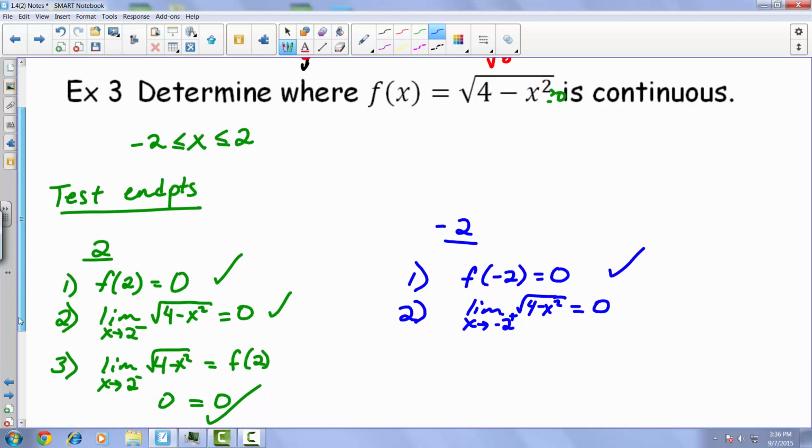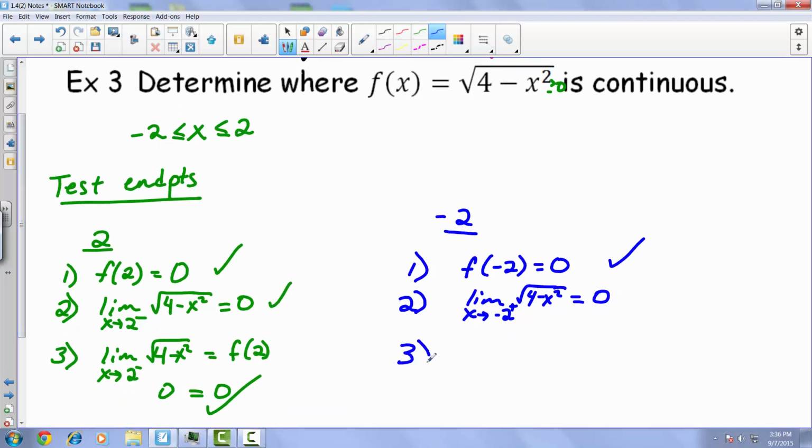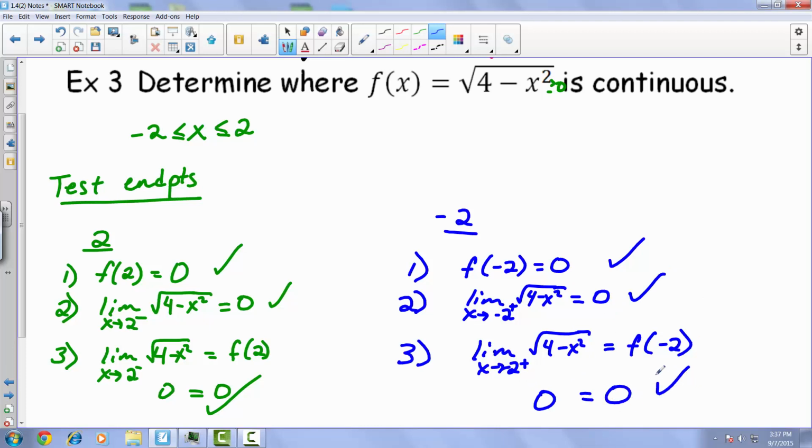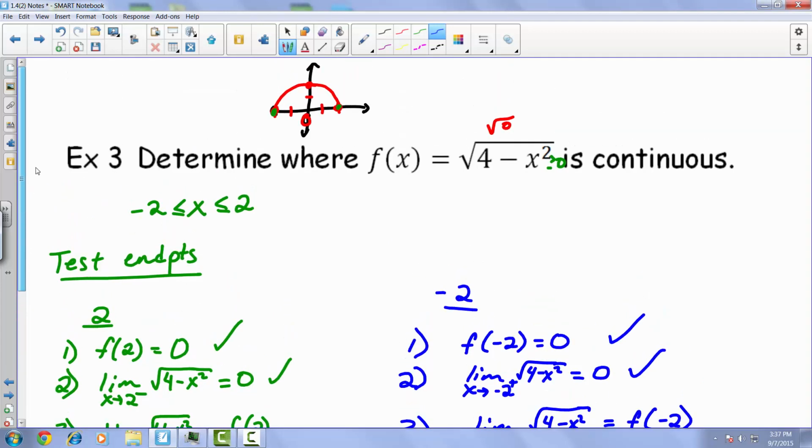And then finally, step 3, or criteria 3. Do these in fact match? Well, the limit as x approaches negative 2 from the right side of our function is in fact equal to f of negative 2. Oops, this should have been negative 2 over here. And so, yes, they did end up matching. We ended up with 0 is in fact equal to 0. Yep, criteria 3 is met. And as a result of that, we would then include negative 2 as well.